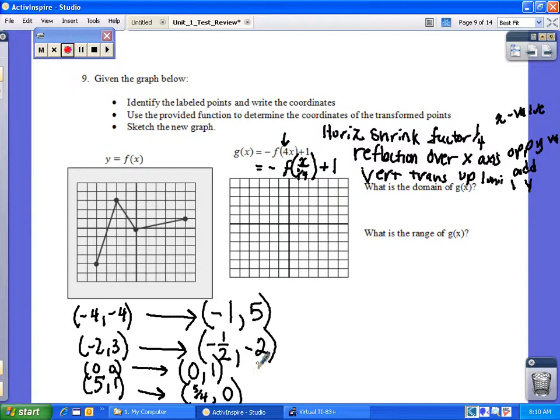So now I'm going to re-sketch this graph. So negative 1, 1, 2, 3, 4, 5. It's going to move that there. This point now is going to be here. Negative 1/2, negative 2 is going to be here. 0, 1, over 0, up 1. And then finally 5/4, which is going to be about here, 0. So this function now is going to go down. See how much it shrunk it? Then back up, and then it also took and flipped it and moved it up 1.